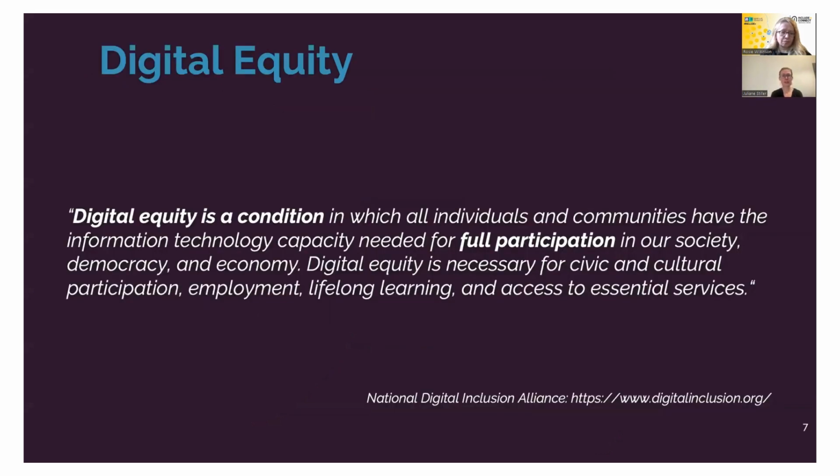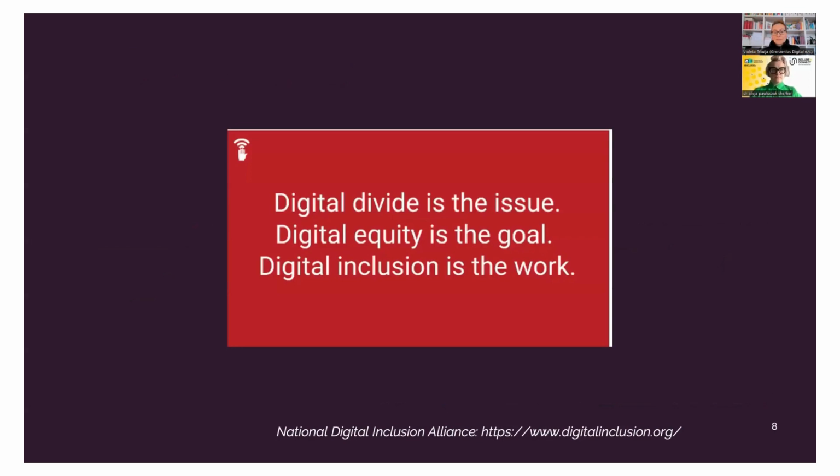The National Digital Inclusion Alliance says that digital equity is a condition in which all individuals and communities have the information technology capacity needed for full participation in our society, democracy, and economy. Digital equity is necessary for civic and cultural participation, employment, lifelong learning, and access to essential skills. And this National Digital Inclusion Alliance is based in the US. They also have a nice summary on their website that I would like to share with you.